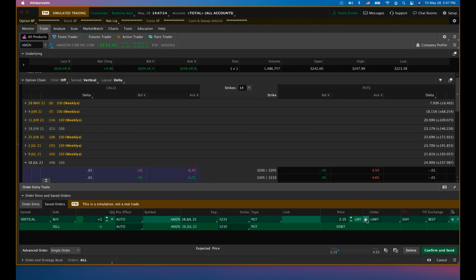The maximum value of this spread at any one time is $5, which is the width of the spread, right? It's the width of the spread.